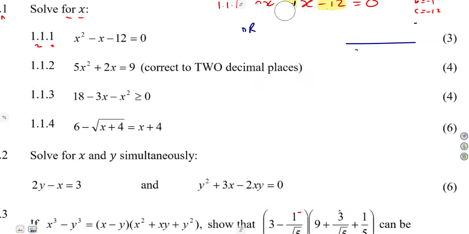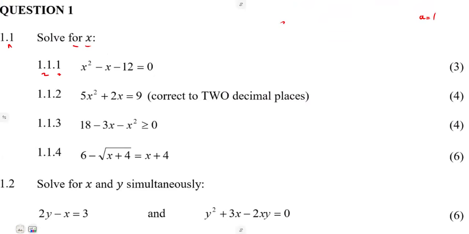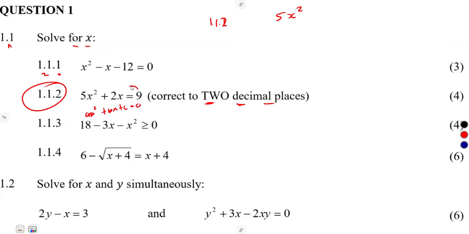So for 1.1.2, you are to use the quadratic formula this time, or your completing the square method, since you are told that your answer is supposed to be correct to 2 decimal places. All right, 5x squared. Here I need the format ax squared plus bx plus c is equal to 0, so I have to take the 9 to the other side. So that's 2x, and 9 is going to be a negative there. So the format first. Then our a is 5, our b, the coefficient of x, is 2, and our c is the constant, negative 9.